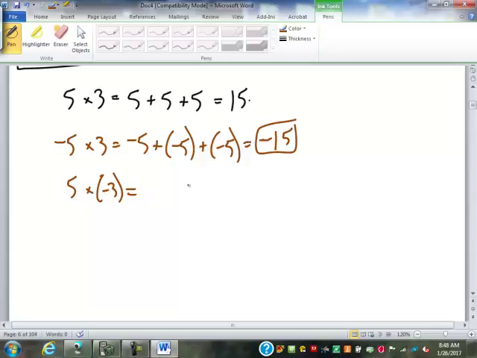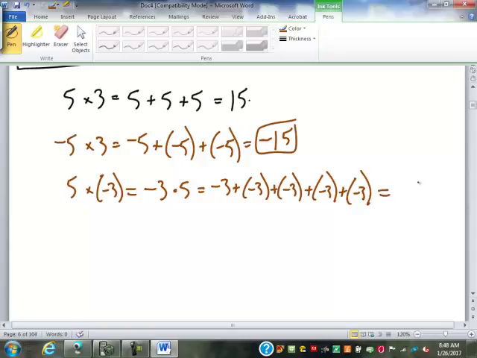So what I have to do there is use the property that in multiplication, if you're just multiplying two numbers, you can switch the order of the two numbers. It doesn't change the result. So I can make that negative 3 times 5. And now that's saying that I have 5 negative 3s added together. I'm adding negative 3 5 times. What's that come out to be? Negative 15.